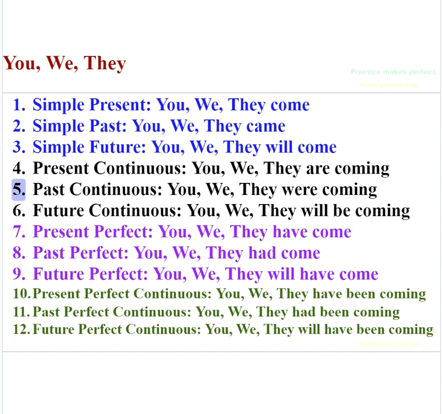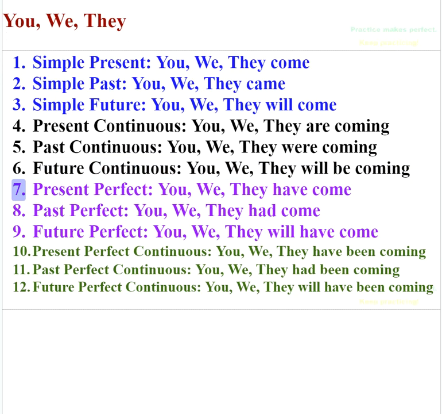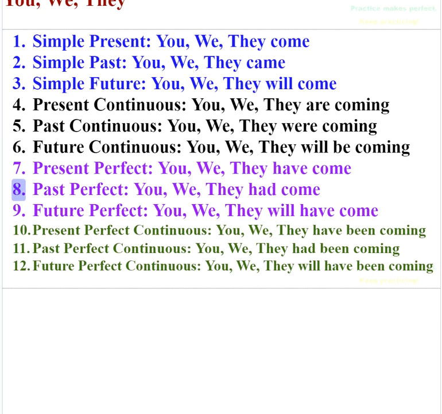5. Past continuous, you, we, they were coming. 6. Future continuous, you, we, they will be coming. 7. Present perfect, you, we, they have come. 8. Past perfect, you, we, they had come.